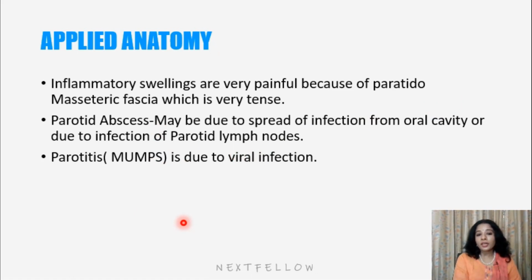And a parotid abscess may be due to the spread of infection from the oral cavity or due to infection from the lymph nodes. It may result in a collection of pus or fluid inside the gland, called a parotid abscess. And viral infection of the parotid is called parotitis, or mumps, which is common in children below 5 years of age, and we know the MMR vaccine is taken to prevent mumps.